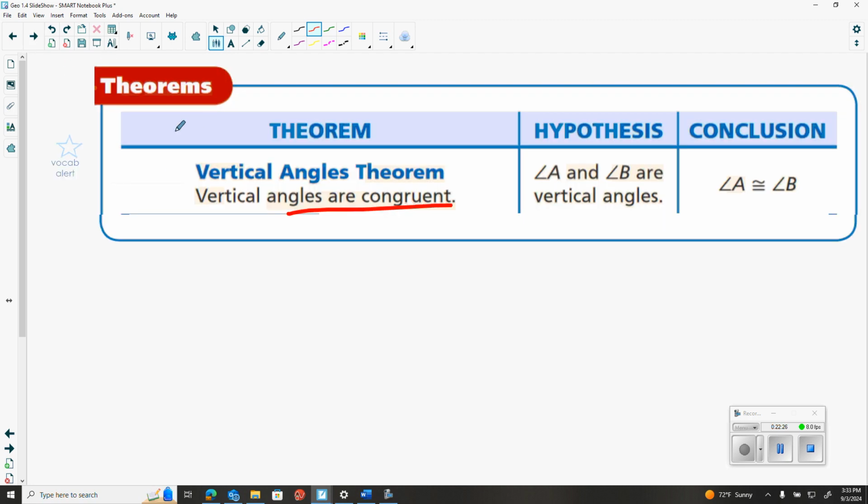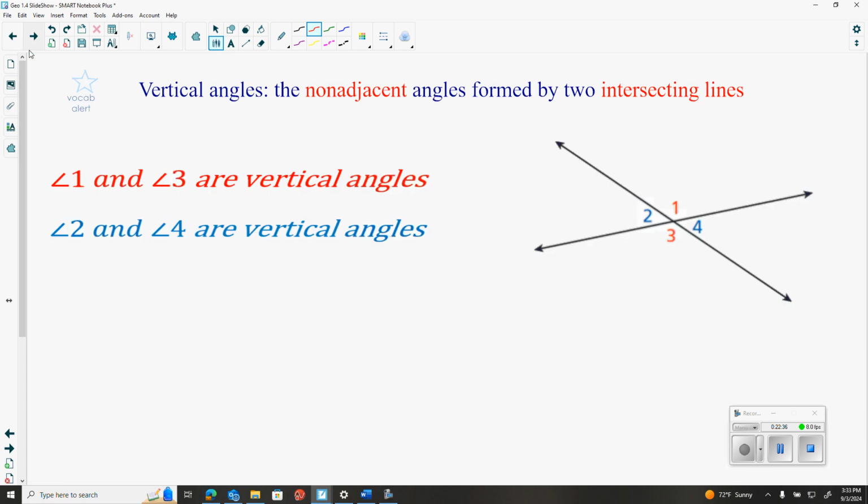But you now have this in your vocab, and it's going to be different. You're going to have a vertical angles theorem, and all this theorem says is that vertical angles are congruent. Again, if I come back to this, not only are angles 1 and 3 congruent vertical angles, angle 1 is congruent to angle 3, and if I switch colors, angle 2 is congruent to angle 4.